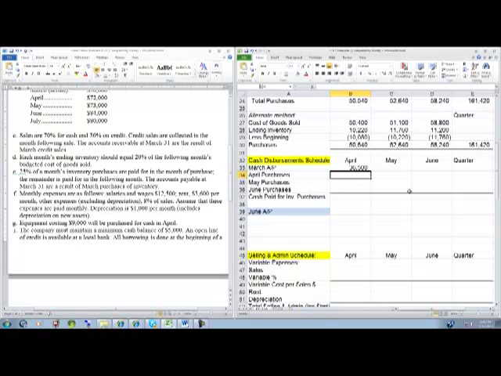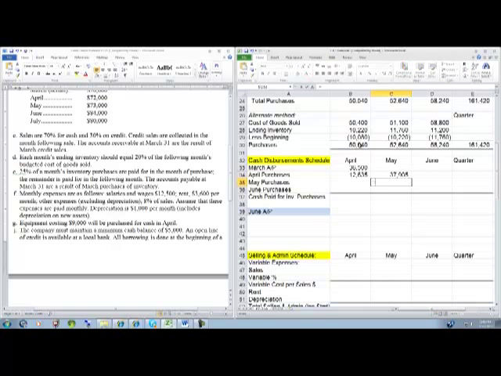Alright, so let's bring our assumption back up so we remember what it is. Let's think about April now. We know what we plan to buy in April, $50,540 of merchandise. So we're going to take that amount and multiply it by 25% in the April column, and we're going to multiply the same number by 75% in the May column.